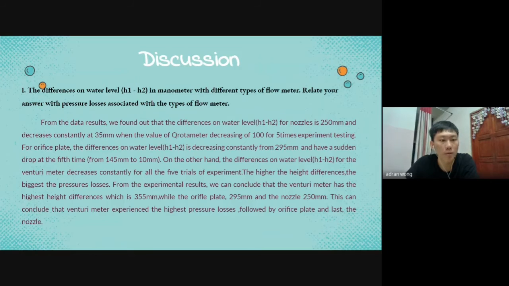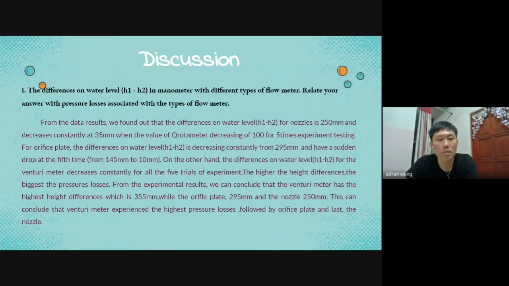For the orifice plate, the difference in water level decreases constantly from 295 mm and has a sudden drop at the fifth trial from 145 mm to 10 mm. On the other hand, the difference in water level for the venturimeter decreases constantly for all 5 trials of the experiment. The higher the height difference, the bigger the pressure losses.